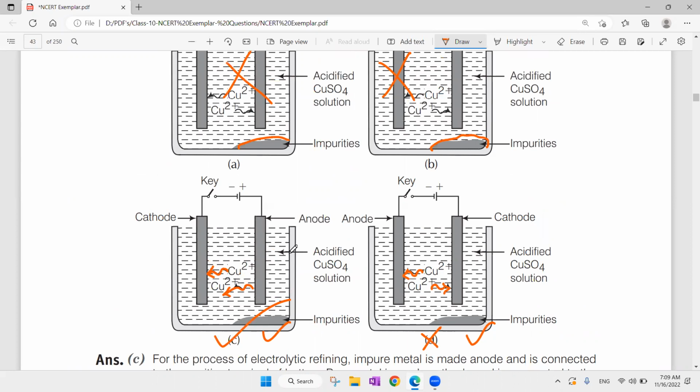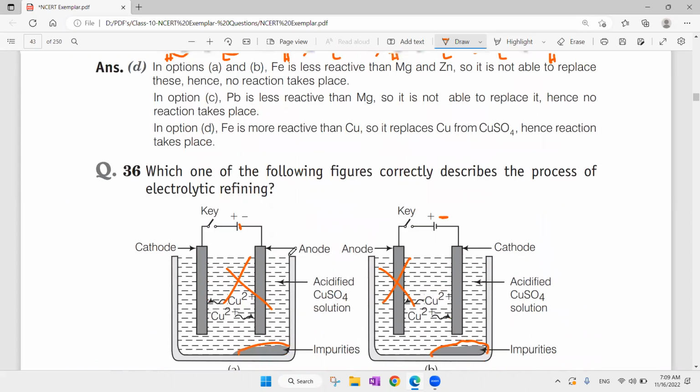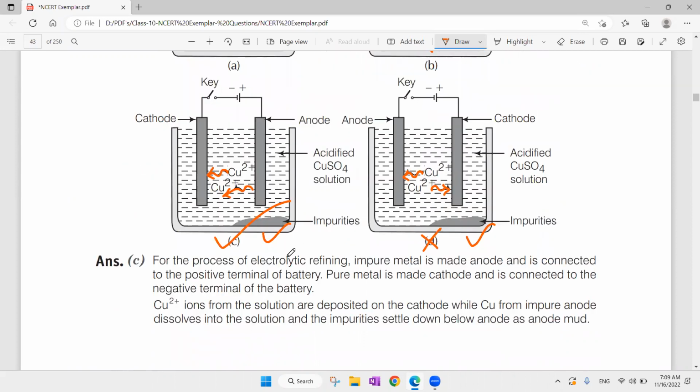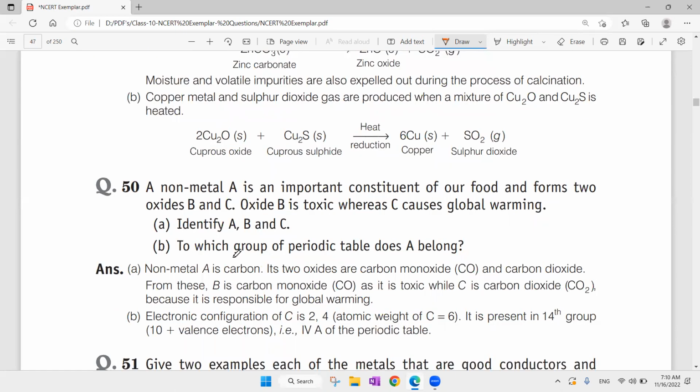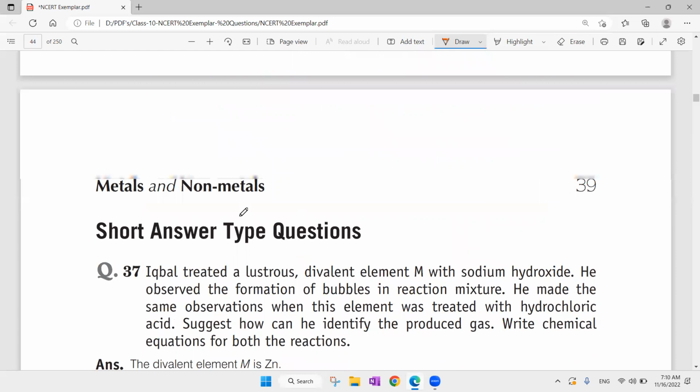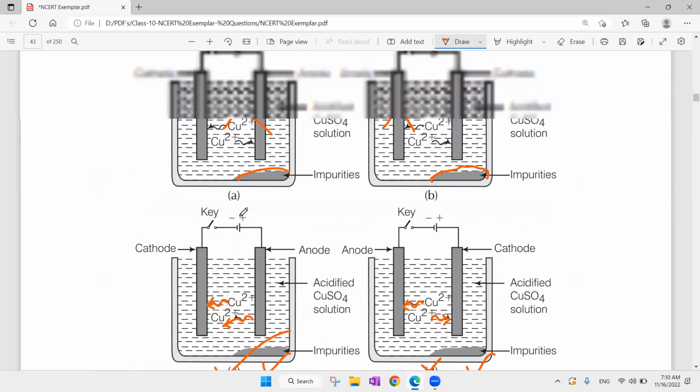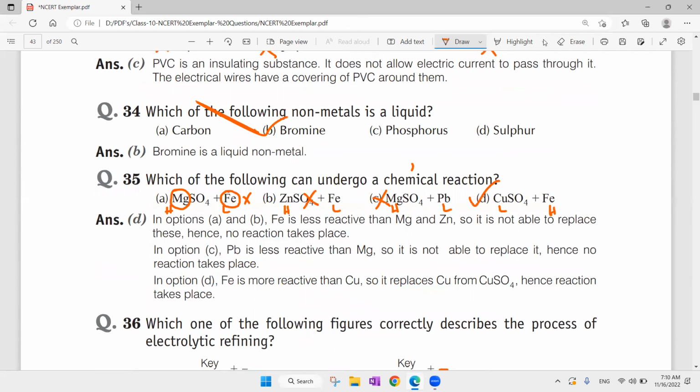So that's it. 36 MCQs of NCERT exemplar we have discussed. In the next lecture, we are going to discuss short answer type questions as well as long answer type questions. So continuity should be there. Don't miss classes. If you have any doubts in MCQs, you can ask me once again. So that's it in this lecture.